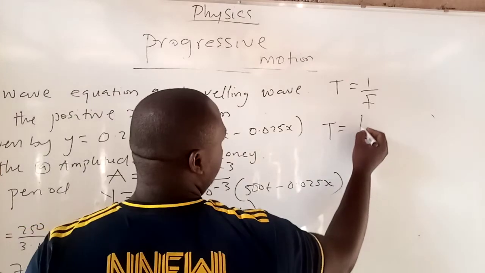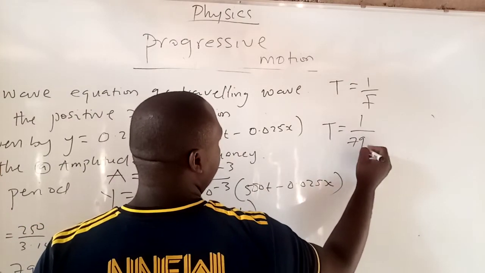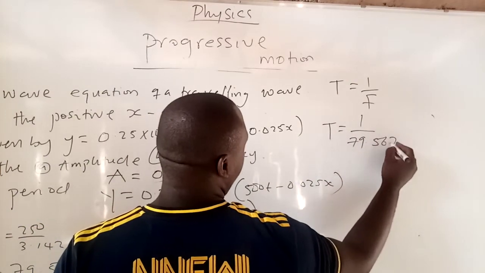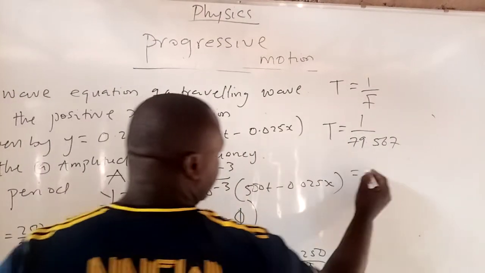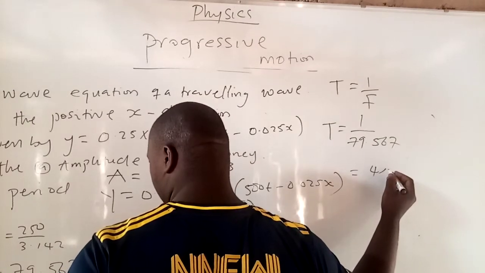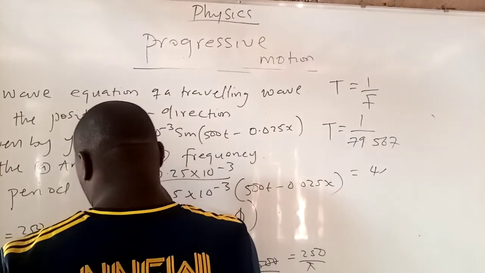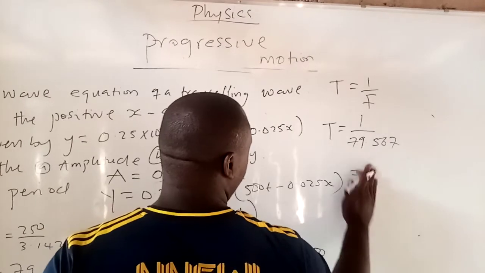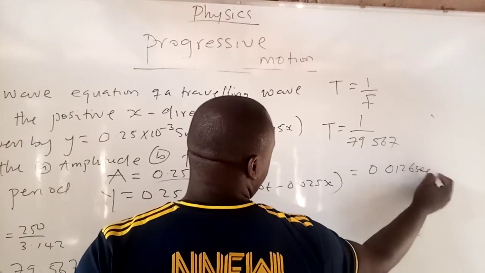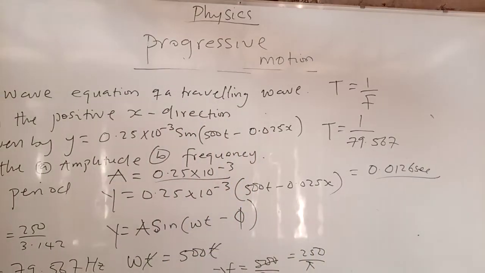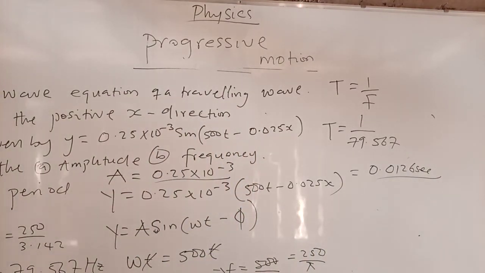So 1 all over 79.567. You press it in your calculator, and what you're going to get is 0.0126 seconds. That's what you're going to get, 0.0126 seconds. That's so easy. I told you it's going to be so easy. By the next example, we're going to go into a lot of examples, and believe me, you're going to enjoy it. Stay tuned.